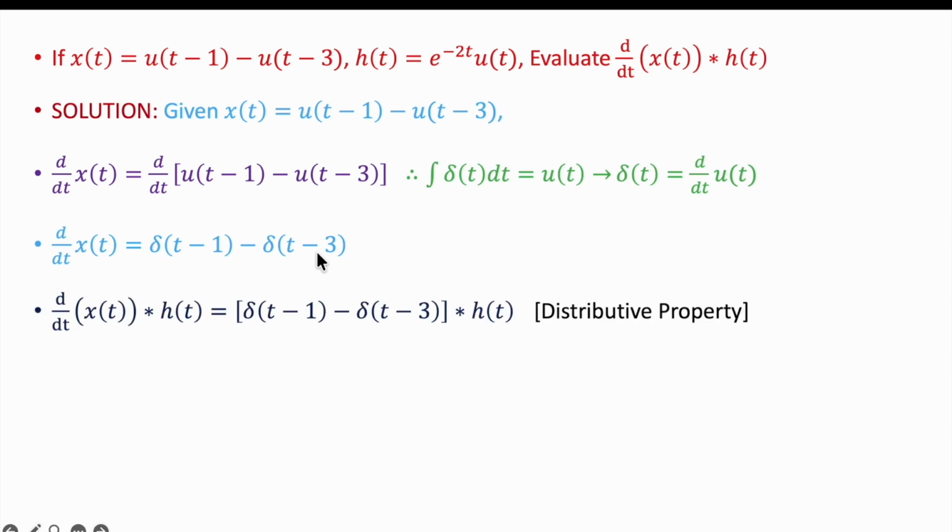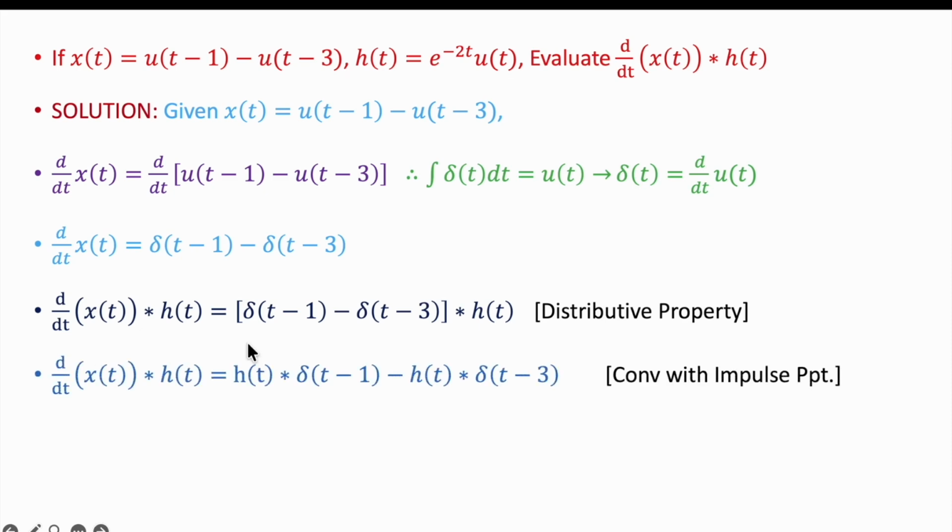And then the second step is the convolution of that derivative with h(t). So we will write the derivative delta(t-1) minus delta(t-3) and the convolution with h(t). This is a distributive property, so we can apply the distributive property here. That is equal to h(t) convolved with delta(t-1) minus h(t) convolved with delta(t-3).